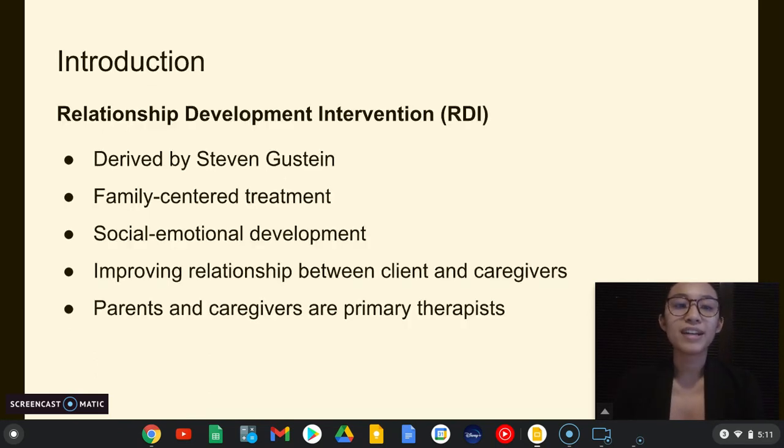So a little bit about RDI. It was derived by Stephen Gustine. He is a doctor in clinical psychology. He had an interest in autism spectrum disorder and the social emotional interactions that the individuals have with others. It is a family-centered treatment, meaning that the parents and the caregivers are the primary therapists of this intervention. It focuses on social emotional development of the individual to help improve the relationship between that individual and his or her caregivers.